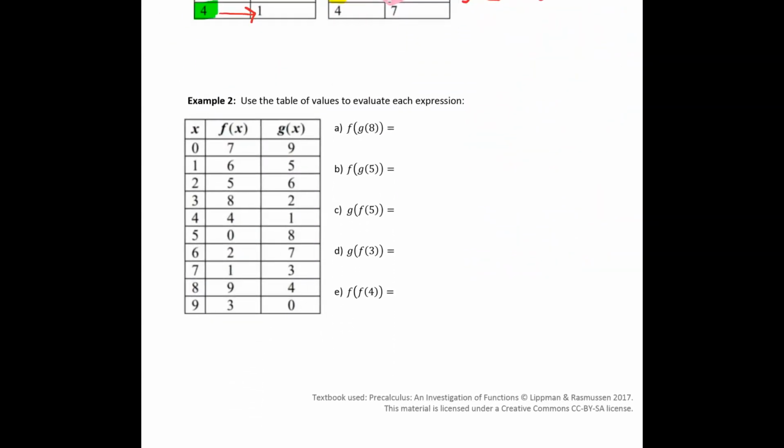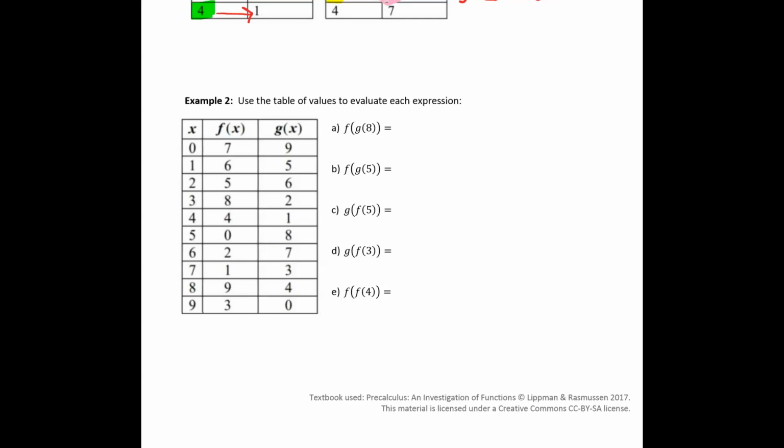Looking at example 2 here, it says use the table of values to evaluate each expression. So again, we're going to start with the inner part here. We're going to look at 8 as our x. It says g of 8. So I'm going to go to my g function, and that gives me 4. So again, write out what you're doing.